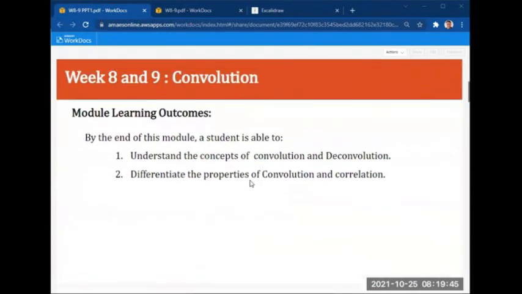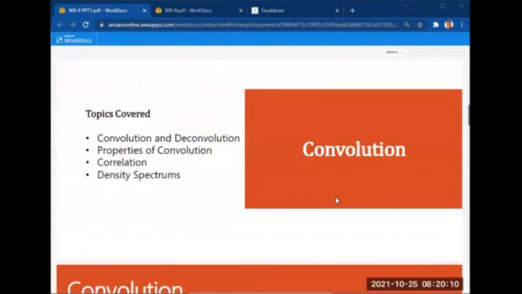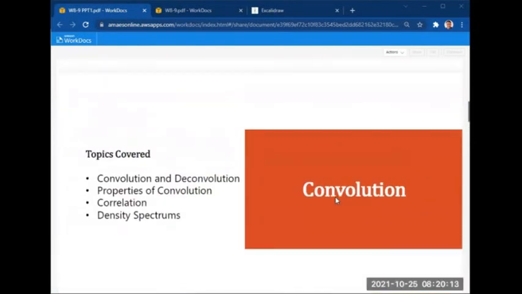For the learning outcomes of this module, by the end of this module, a student is able to, number one, understand the concepts of convolution and deconvolution, and number two, differentiate the properties of convolution and correlation. This one will be for this week, and this one will be for the next week. So these will be our topics to cover for this module: convolution and deconvolution, properties of convolution, correlation, and density spectrums.